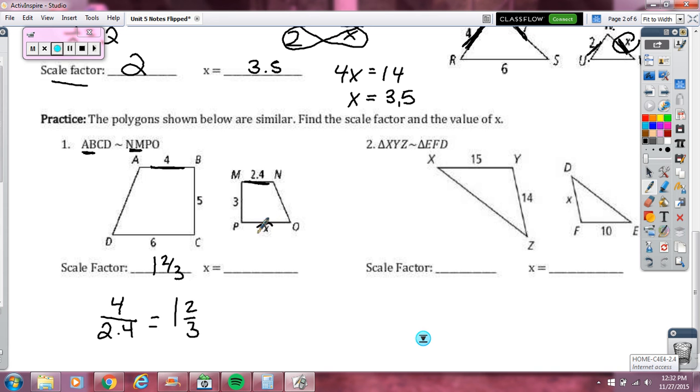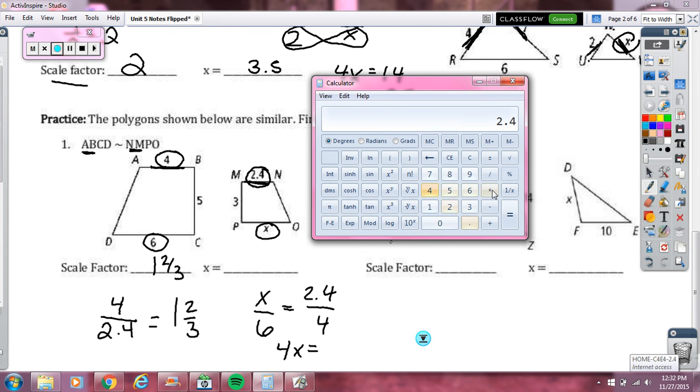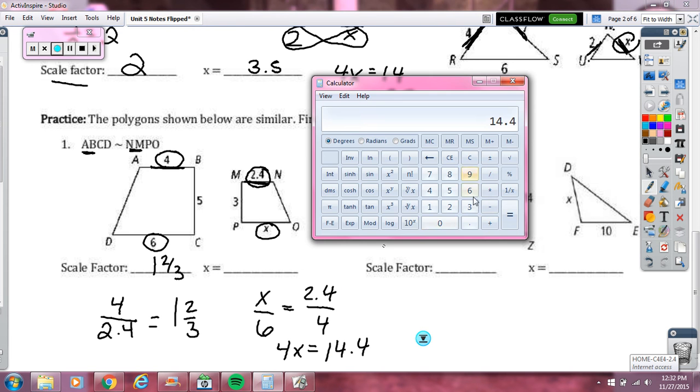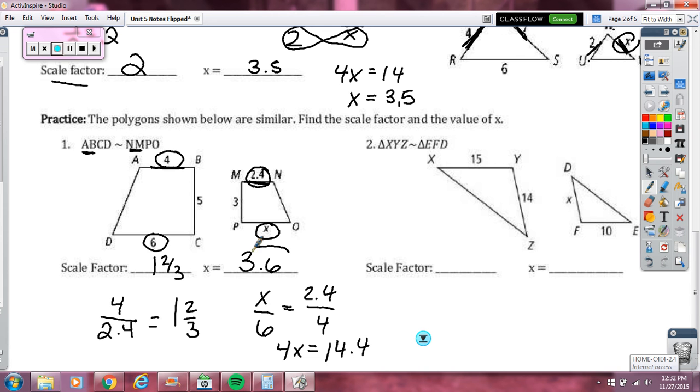Next step is figuring out what x is. So I'm going to have to pick some sides. Let's see, x goes with 6. Since I picked x to be on top, I'll have to pick a number from the same shape, like 2.4, to be on top, and then the one that goes with it. Cross multiply, so 4x equals 2.4 times 6, 14.4, and then I'll divide both sides by 4, 3.6. Cool.